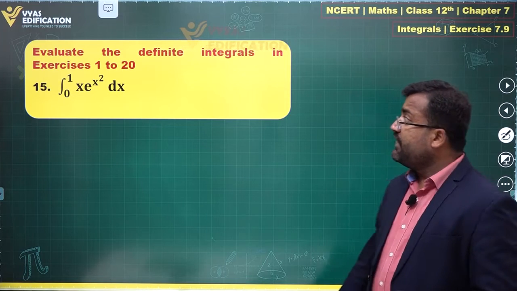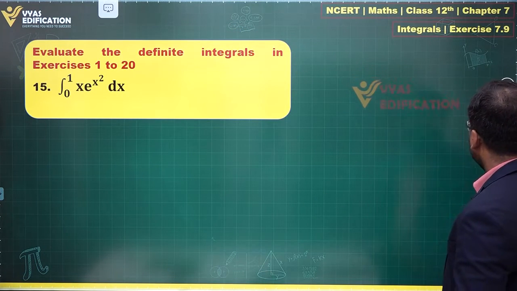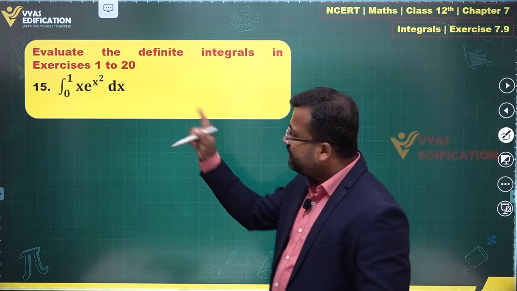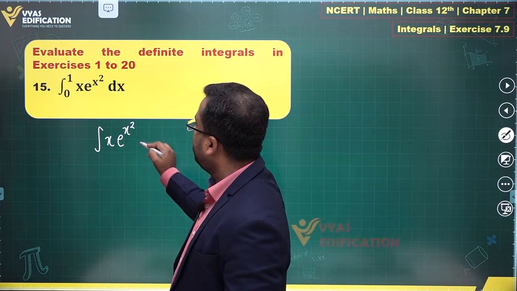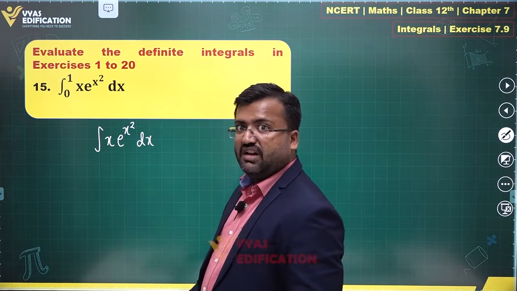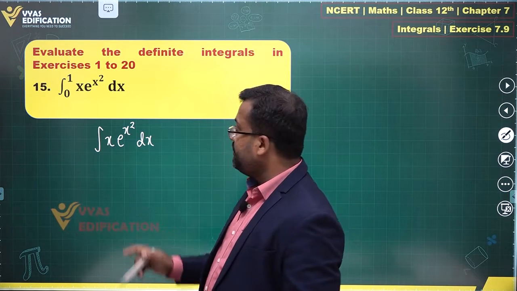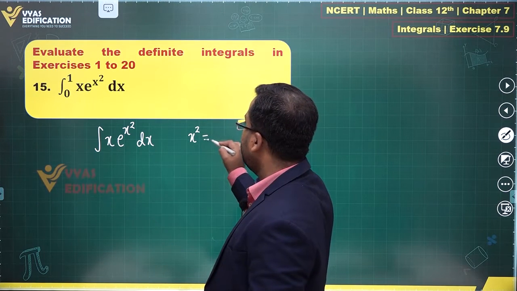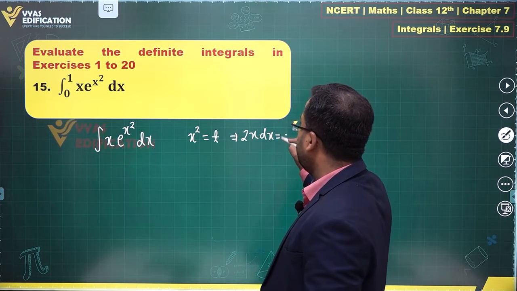In the 15th question, we have the integral from 0 to 1 of x e power x square. And how do we handle this? First we'll have to find that integral, x e power x square dx, with the help of simple substitution. This integral I can be simplified by the substitution x square equal to t. What does that give me? 2x dx is equal to dt.